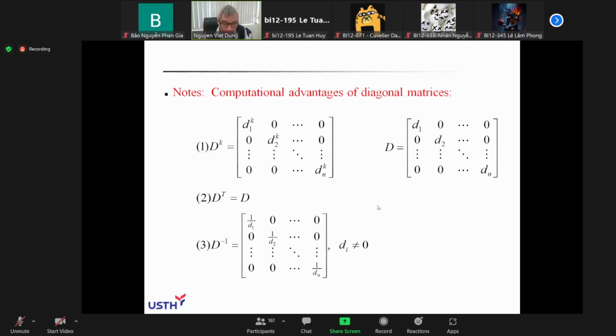And at the end of lecture number 6, I claimed for you some advantages of diagonal matrices. Suppose that D is a diagonal matrix with the entries on the main diagonal like that. Then D to the power k will be that one. And if you take the transpose of D, nothing changes. And in case all entries are non-zero, then the matrix D will be invertible, and D inverse will be that one: 1 over D1, 1 over D2, up to 1 over Dn.